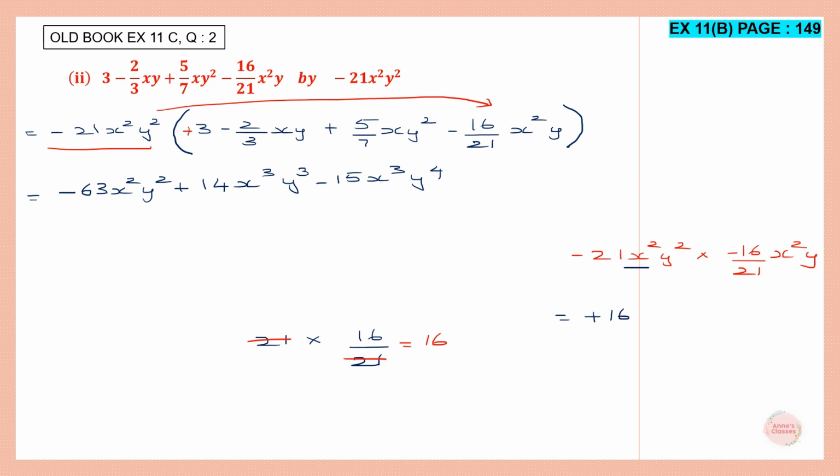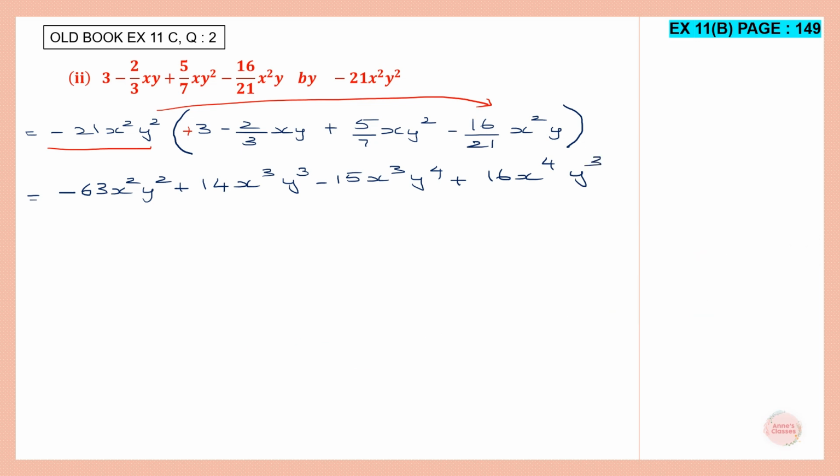Now x square and x square is x to the power of 4. Y square and y is y to the power of 3. So what do we have? Plus 16 x to the power of 4 y cubed. So we have a final answer here. So let's read out our final answer. Minus 63 x square y square plus 14 x cubed y cubed minus 15 x cubed y to the power of 4 plus 16 x to the power of 4 y cubed.